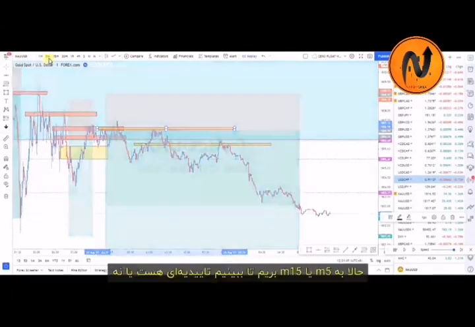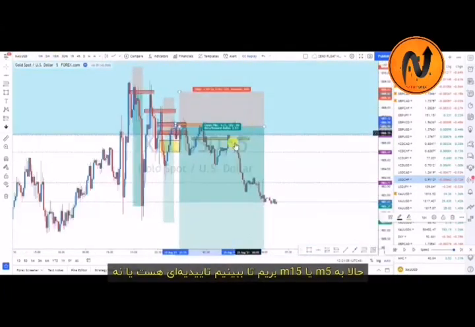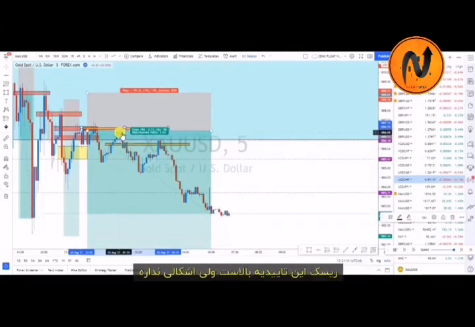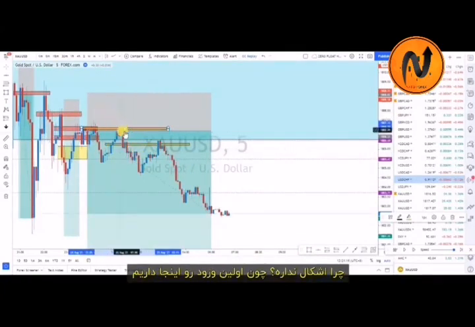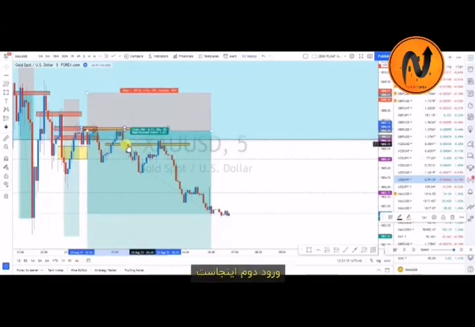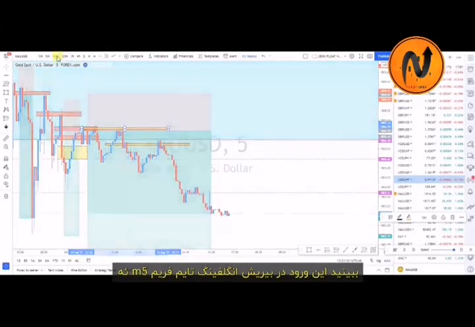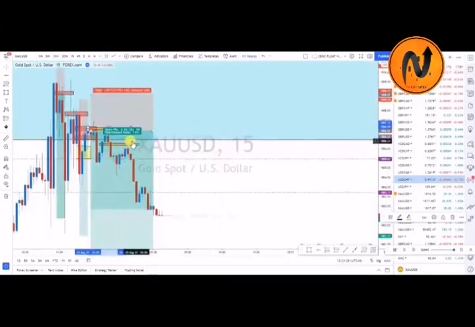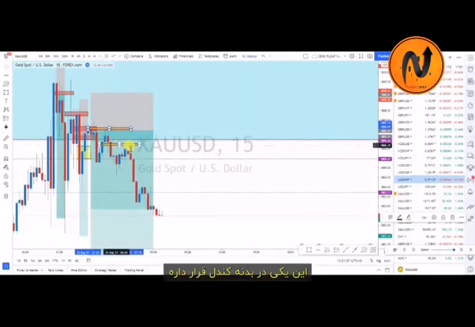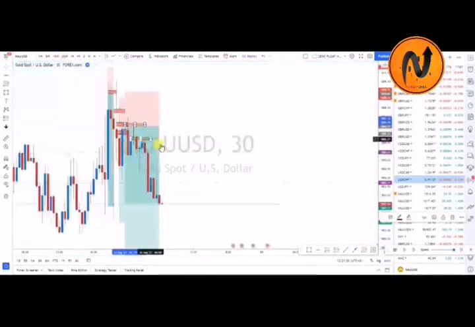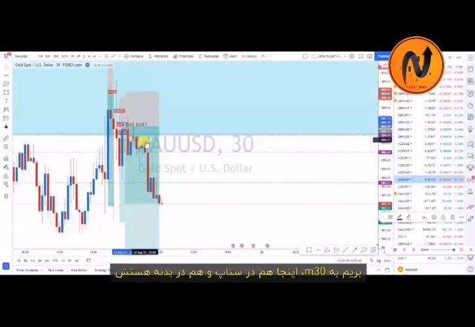Now let's go to the M5 or M15 to see whether we have any confirmation. This confirmation is quite high risk, but it's okay. Why is it okay? Because we have the first entry here, the second entry is here. This is in the bearish engulfing, or drop, on the M5 time frame. Okay, so this one is in the body of the candle. M30 here, there's also a setup in the body.